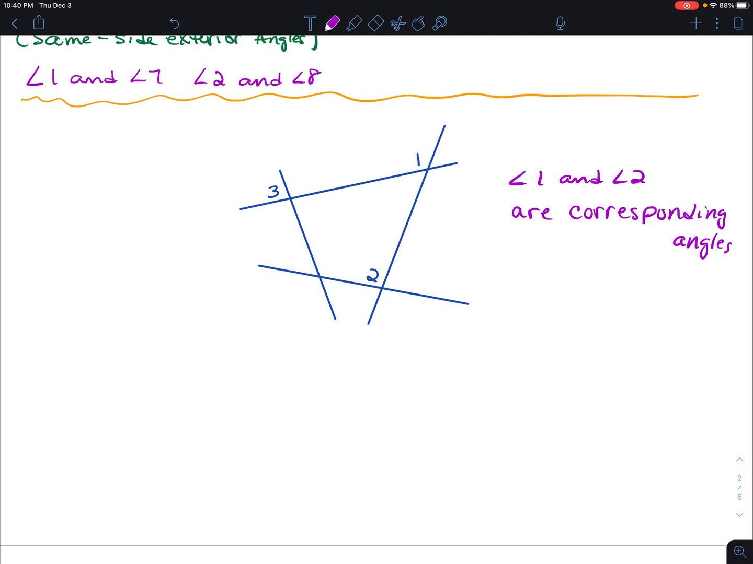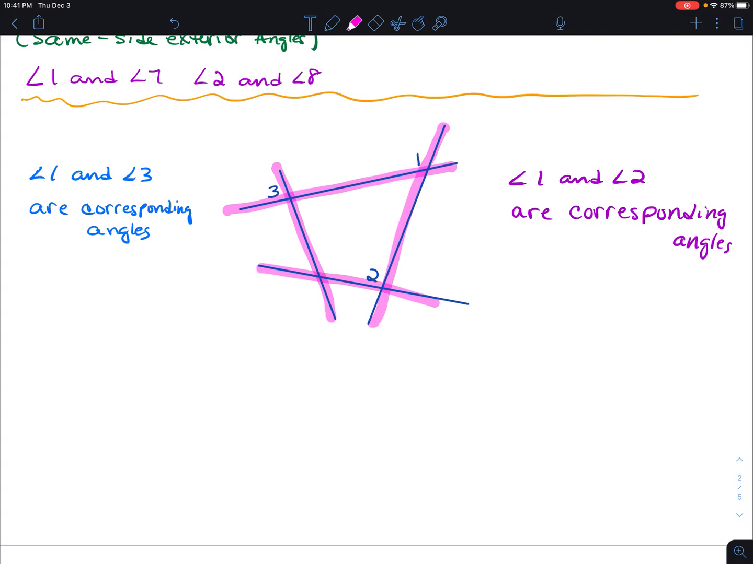What about angles 1 and 3? Turn your paper sideways, and you will notice that angle 1 and angle 3 are also corresponding angles. What about angle 3 and angle 2? Well, here's the problem. If you look at angle 3, it's made with this one and this one. Angle 2 is made with this line and this line.